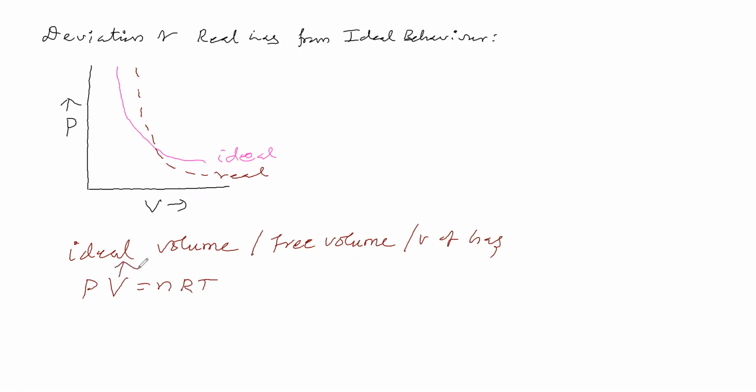V is called ideal volume. This ideal volume is also called free volume. This free volume is also called volume of gas. This volume of gas we will see. What is the meaning of this one, that we will see.